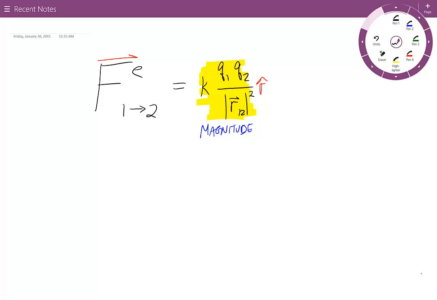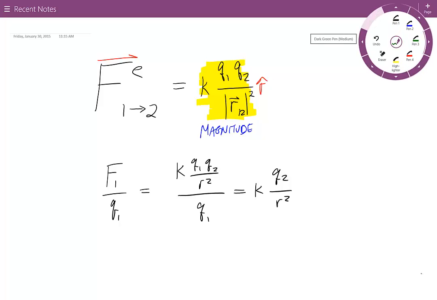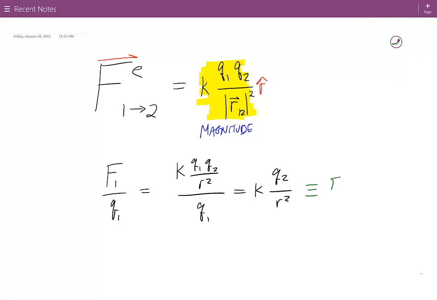Now, if we want to know the force per unit charge, so say the force on charge 1 per unit charge 1, then that means we would divide out our charge 1. So I'm simplifying the notation just a little bit for the sake of discussion here. And this boils down to just kq2 per r squared. And we define that to be the field strength of charge 2.